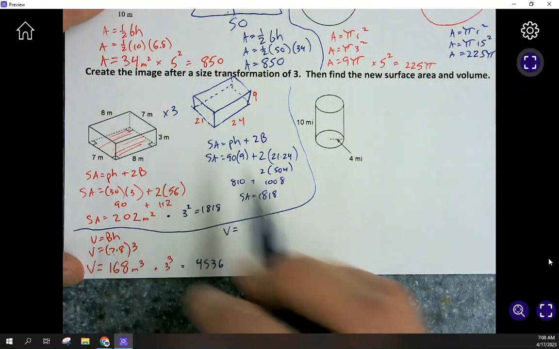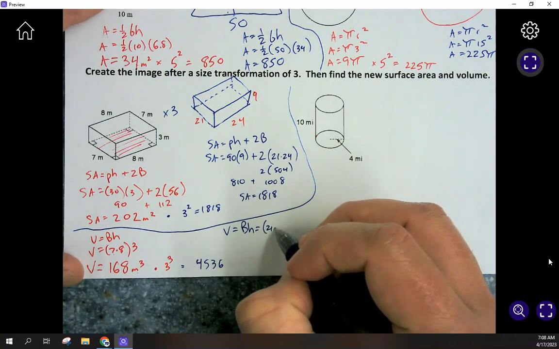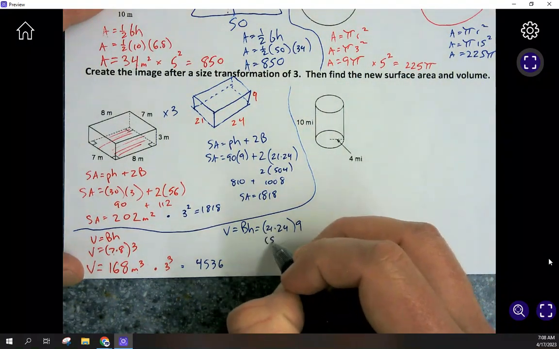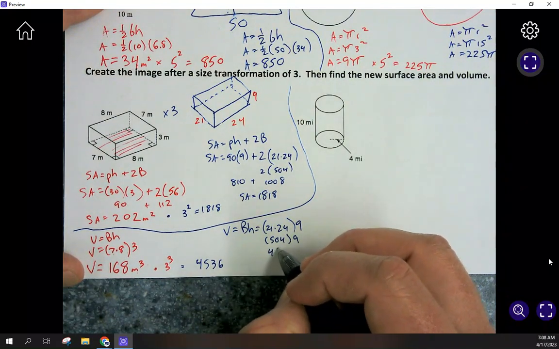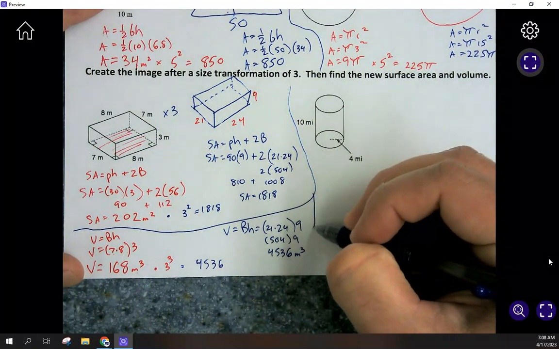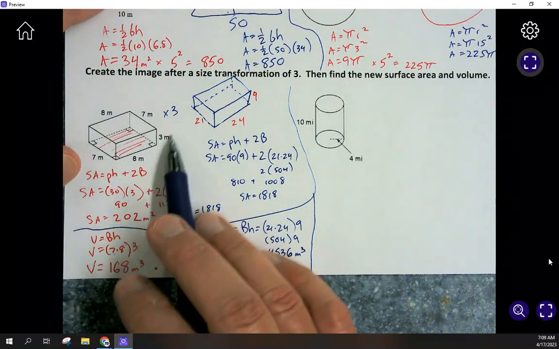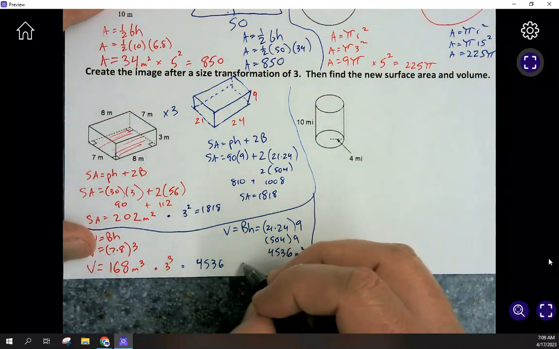Our new larger shape, still big B times H. Area of the base is 21 times 24 times the height of 9. 21 times 24 is 504 times 9 is 4536 meters to the third power. So sure enough, the original volume was 168. We increased all the sides by a factor of 3, and now the volume is 27 times bigger.